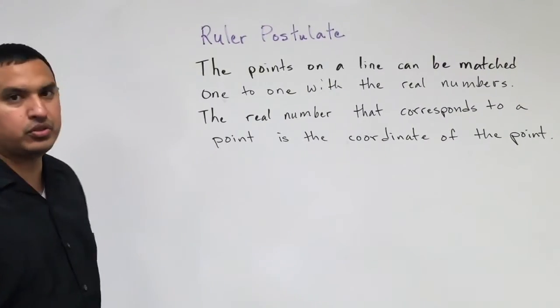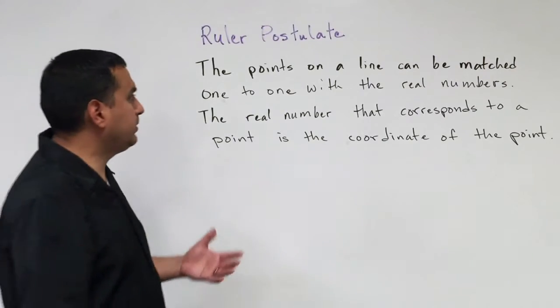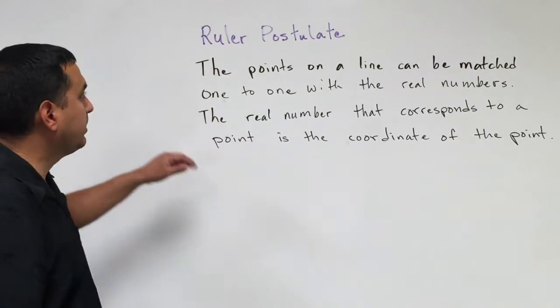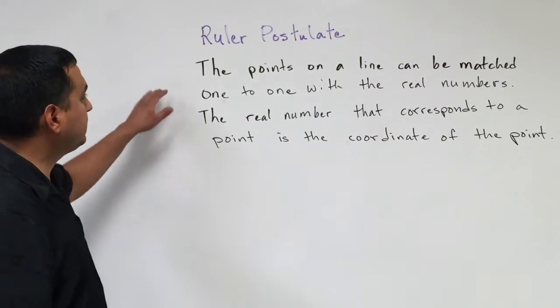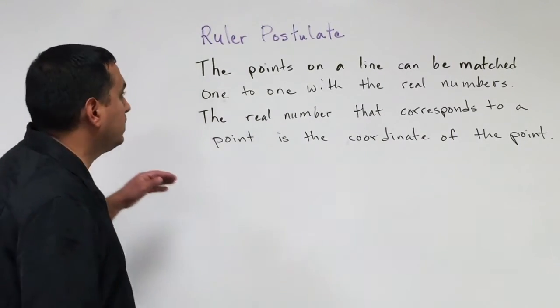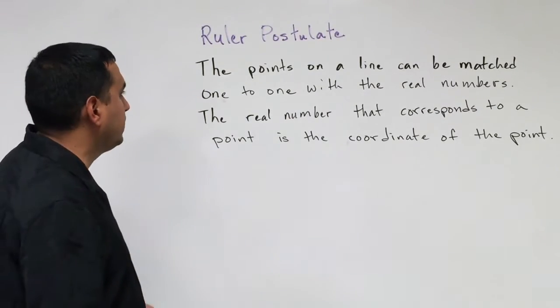All right, so the first thing I'm going to introduce to you is what's called the ruler postulate. Before we do that, I have to lay some background and tell you where this postulate comes from. The idea behind it is that I take a line, or the points on a line, and I match them with a one-to-one correspondence with the real numbers.